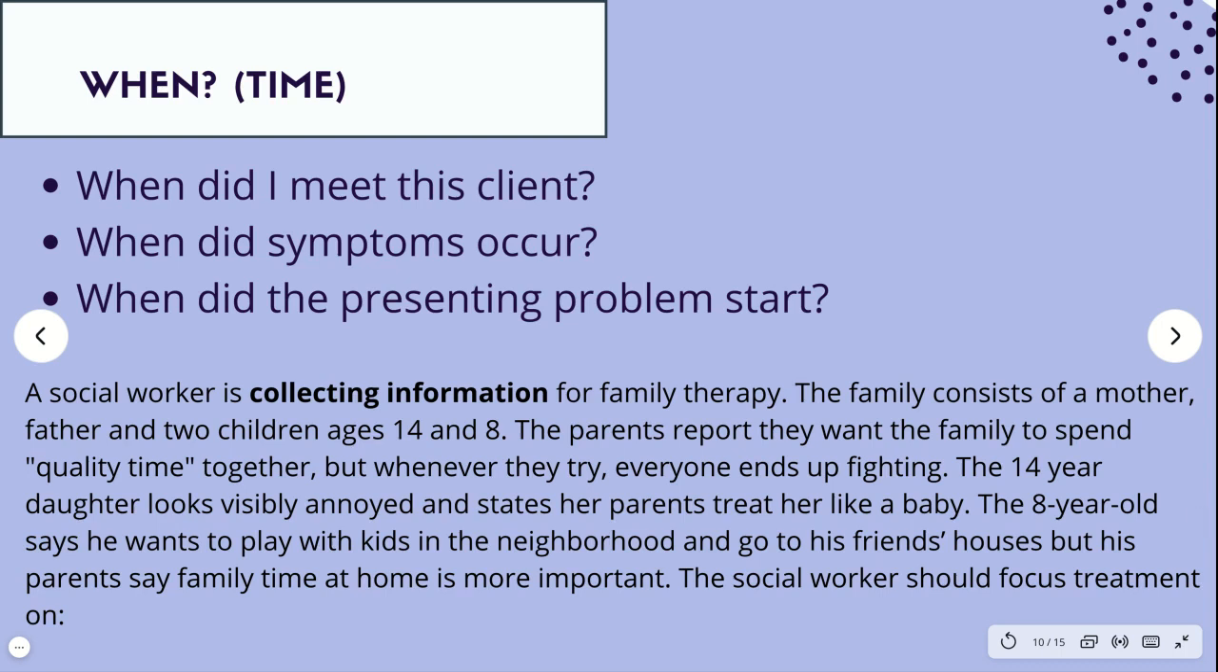When. And when you are thinking of when, it's always time-based, right? When did you meet this client? When did their therapeutic relationship begin? When did symptoms occur, if you have that information? Or when did the problem start?